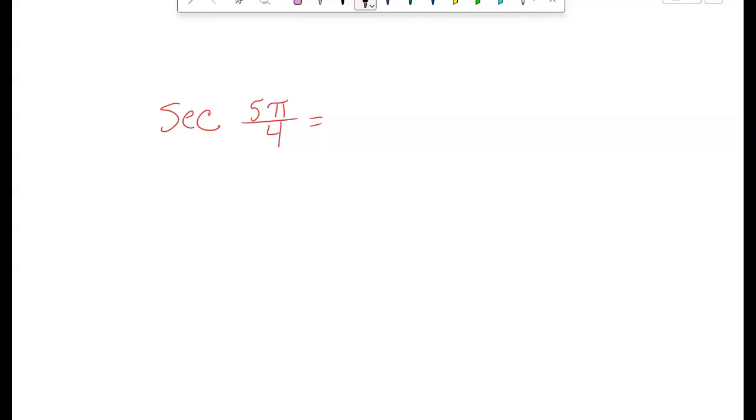Beautiful. Guys, when you work with this one, what's your reference angle? So my reference angle is going to be 45. But we know secant is the same thing as 1 over what? Cosine. So when you're thinking about that, that's 1 over root 2 over 2. But in this one, is it positive or negative?